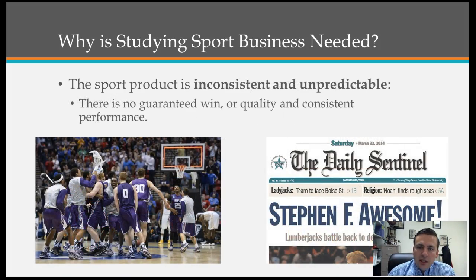So that's the first unique characteristic, intangible and subjective. The second one is that the sport product, especially in its event form, is inconsistent and unpredictable. And one thing we know about this is one of the unique and good things about sports. If we knew every single game who would win, right?